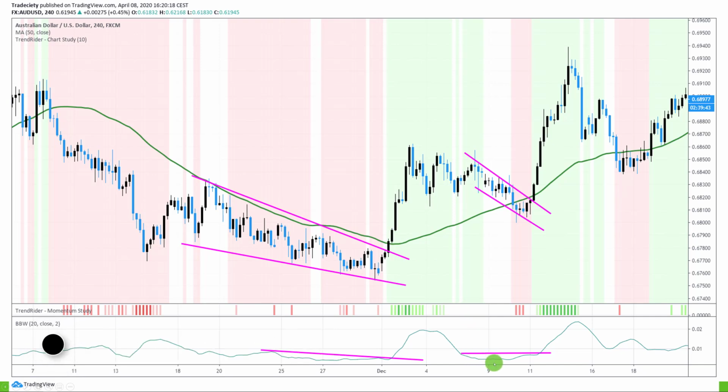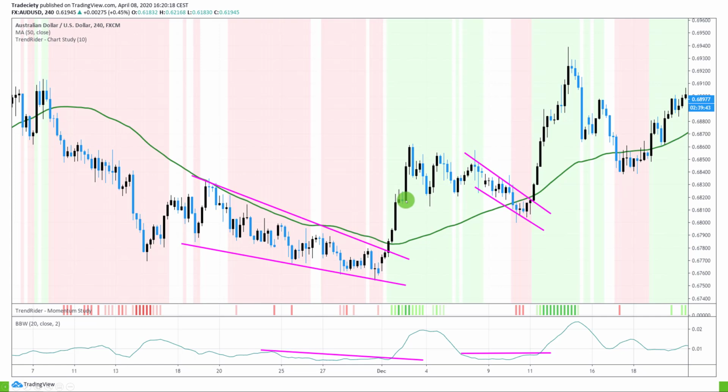Here again, you look for a very low and very flat Bollinger Band width, and this is really important. It must be flat over a long period of time. Very often, as we will see in the next examples, during a flat Bollinger Band width line, you will see consolidation and retracement patterns.